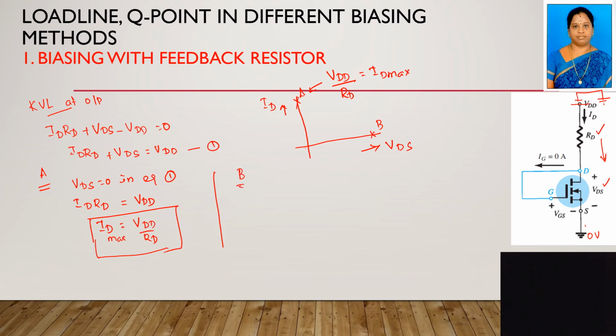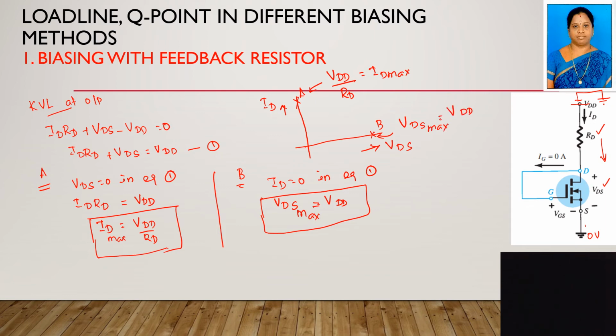So after locating point A, you have to find the point B. To find the point B, you know that ID is 0, right? So you have to make ID equal to 0 in equation 1. Then you will be getting VDS equal to VDD. This is the maximum drain source voltage, right? So this point is nothing but VDS max, which is equivalent to VDD. After locating these 2 points, you have to draw the load line. So this is your DC load line.